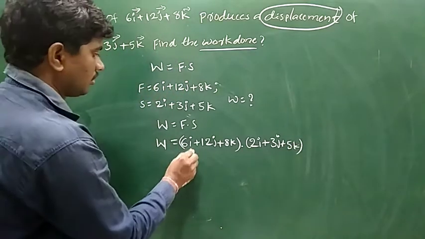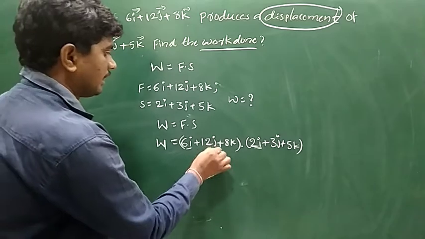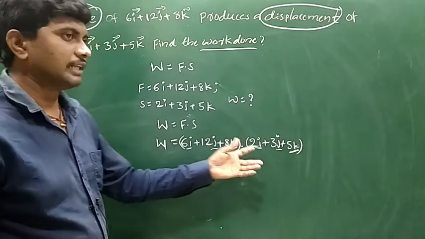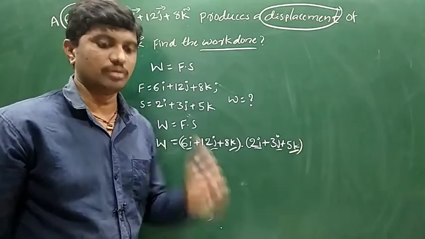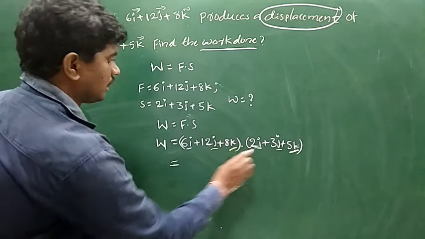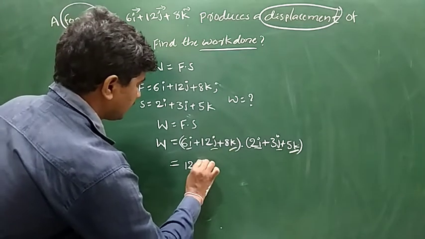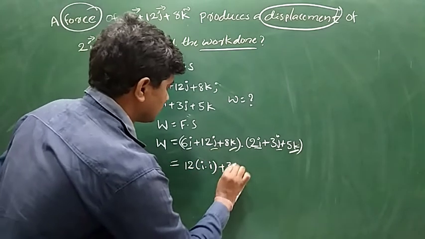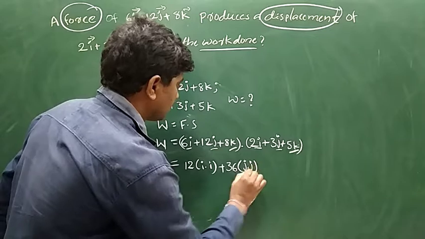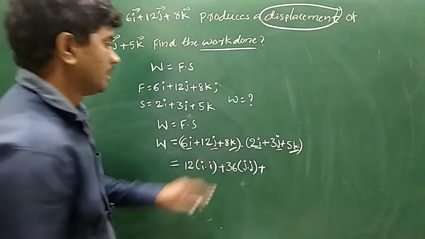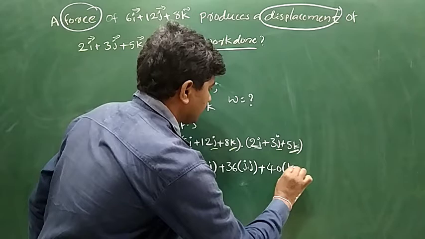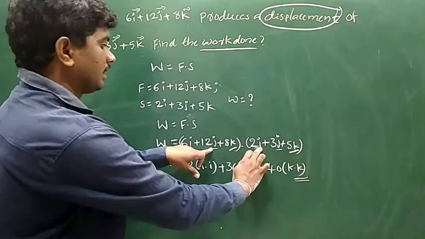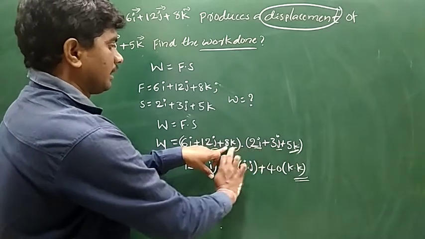Directly find out the answer: i dot i, next j dot j, next k dot k. The remaining unit vector products, i dot j, j dot k, k dot i and so on, are 0. Final answer: 6 into 2 is 12, i dot i, plus 12 into 3 is 36, j dot j, plus 8 into 5 is 40, k dot k. The remaining unit vector products equal 0.